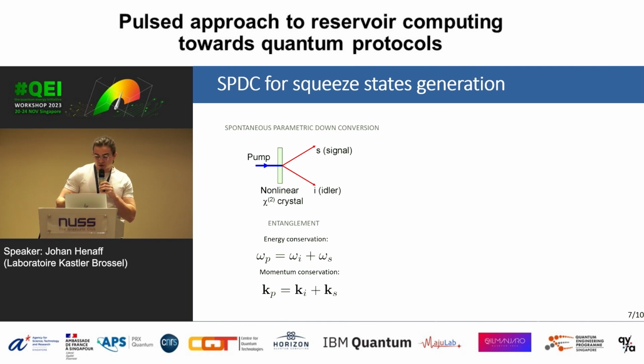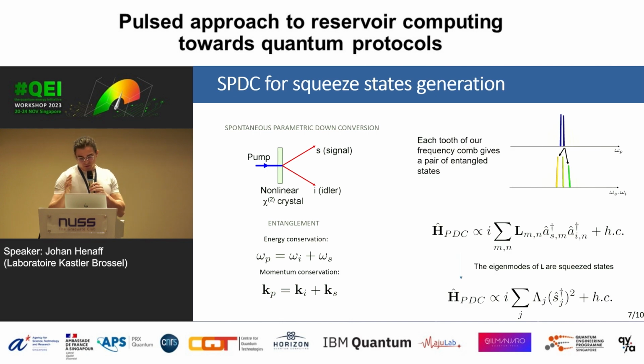So in our case, we have pulsed light. So in the frequency domain, we end up with a frequency comb. And so each tooth of our frequency comb will generate a pair of entangled teeth at the output. And so if you perform a basis change, you end up with a multimode squeezing Hamiltonian. And so that's it. That is what we are trying to do.